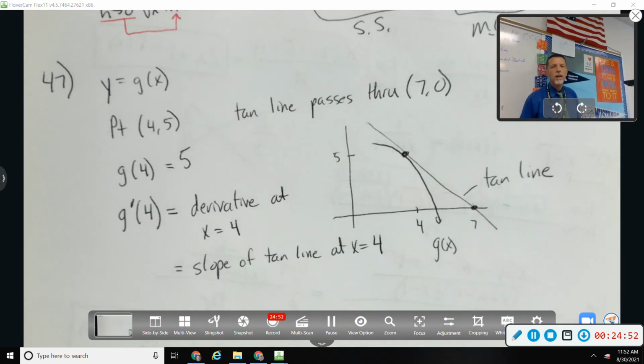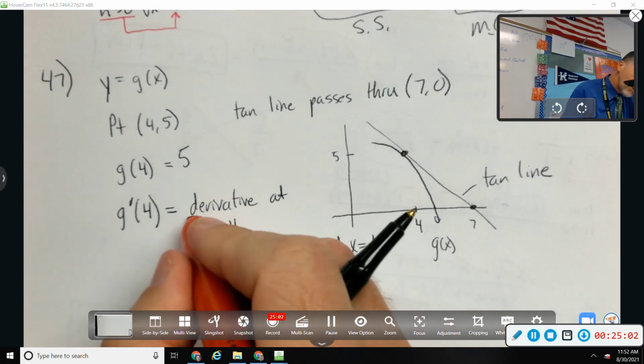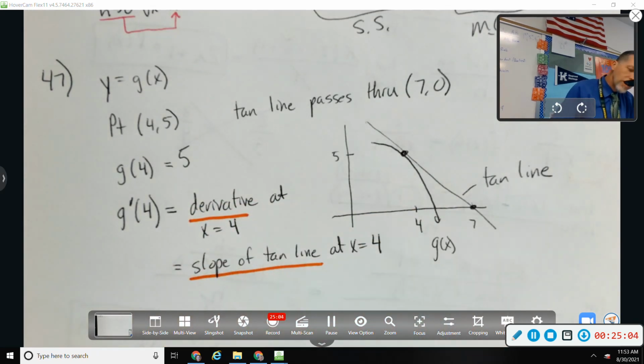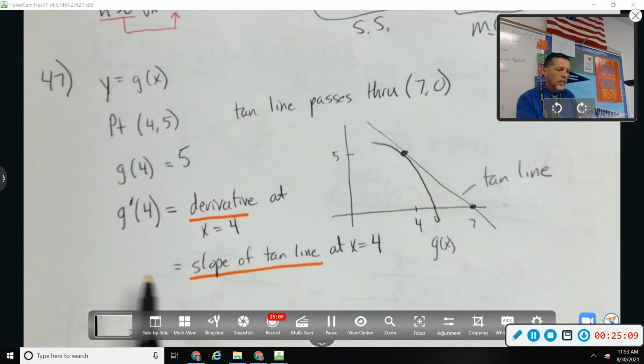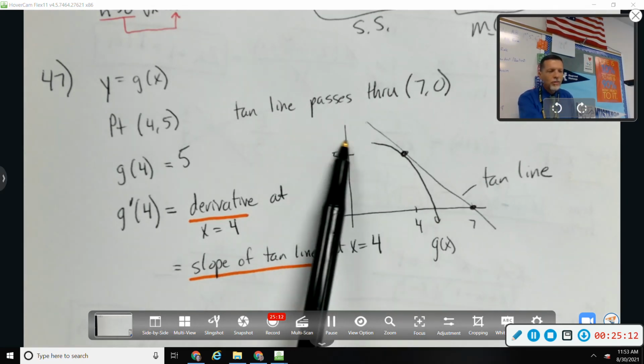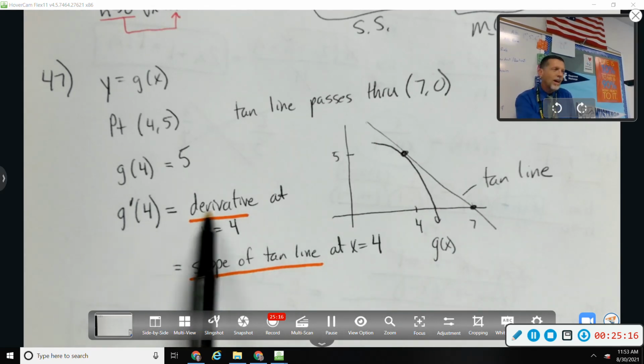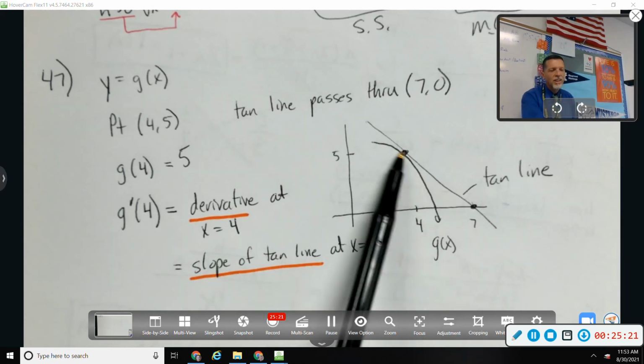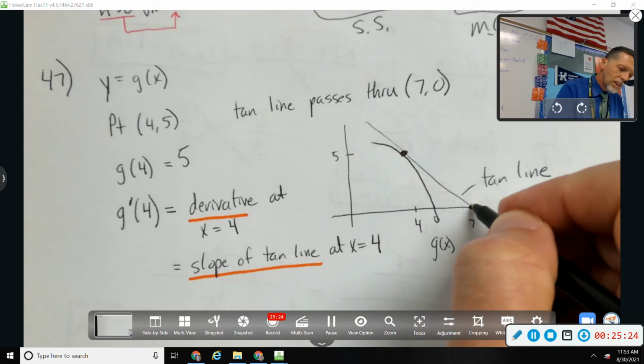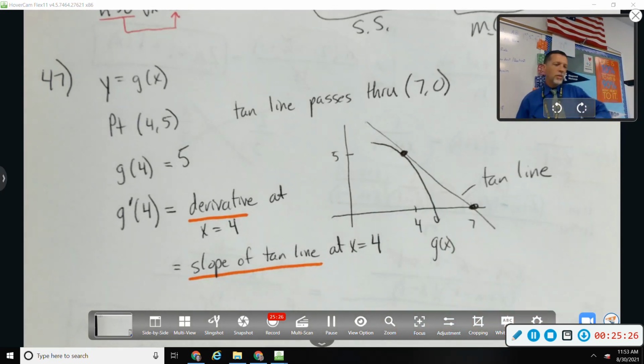So it asks for the derivative, but we know, and this is the key point, this kind of gets tested all year long: the derivative is the slope of a tangent line. The derivative is the slope at a point. So I don't know the formula. I don't know really what the graph looks like. I kind of just made this up to make it work. So I don't have a formula to find the derivative, but the derivative is the slope of a tangent line, and it told me some things about the tangent line. So how can I find the slope of that tangent line?